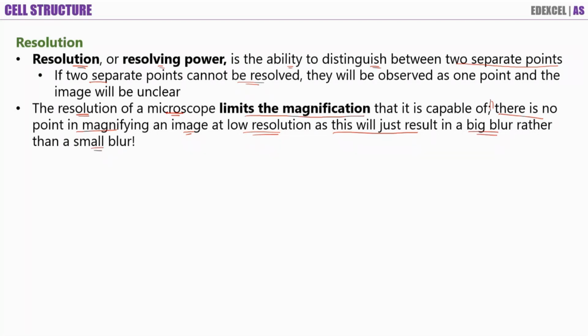It's very simple. You click a photo on your phone and start zooming it. The more you zoom it, what will happen? It will get blurrier, right? It will start getting more and more blurry because you are increasing the magnification, but the resolution is limited over there, right?